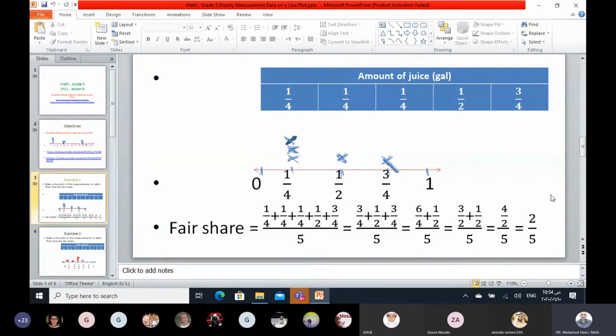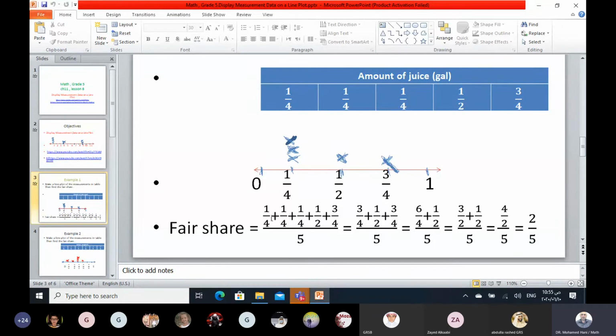After you draw the number line, how to find the fair share? Fair share means the best value for this data, the center value. The rule says add all the numbers inside the table. 1/4 plus 1/4 plus 1/4 plus 1/2 plus 3/4. Then divide by the amount of the numbers. How many numbers do we have inside this data? 1, 2, 3, 4, 5. So divide by 5.